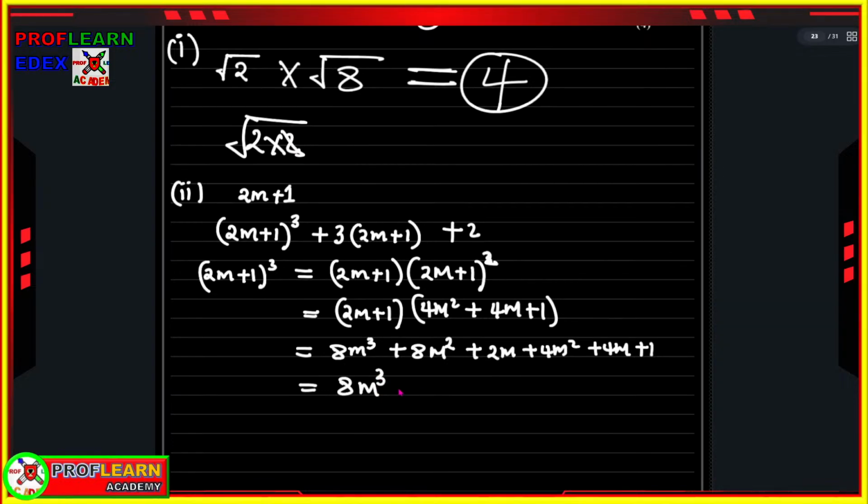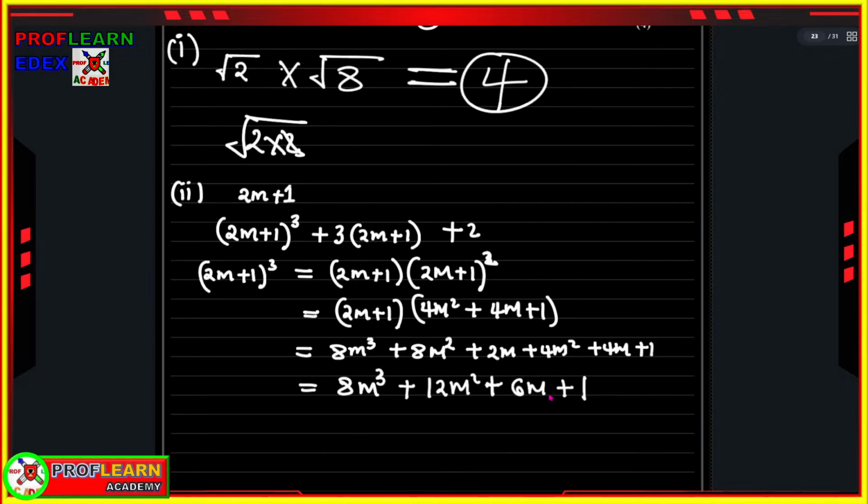I know you guys are faster multiplying than me, but bear with me. We have 12m squared plus... yes, you are faster. I'm an old man, you guys are young. You do things very fast. Right, this is going to be 6m then plus 1.